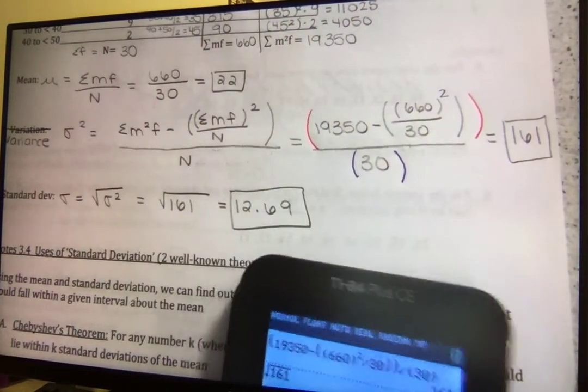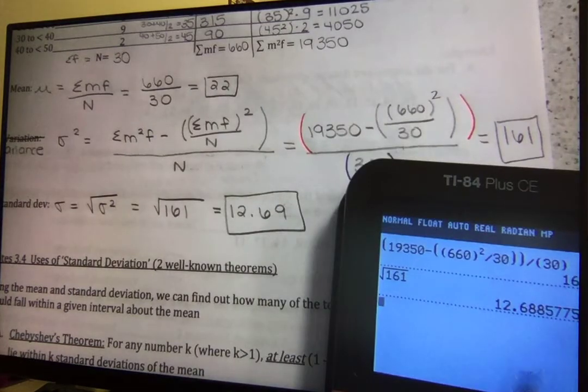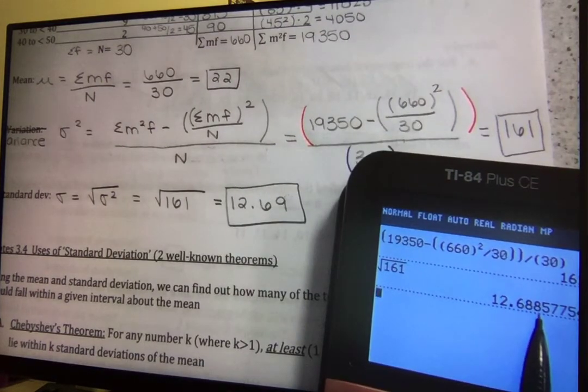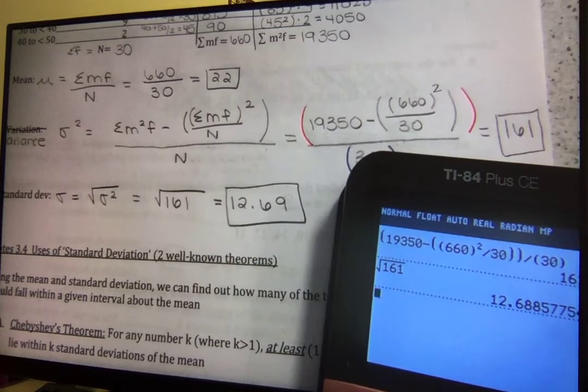12.6, we're going to round that next number, which is an 8. Looking next door from that 8 is another 8. Remember, 5 or higher, it rounds up. Anything less than 5, it's going to stay the same. So that's why that 8 rounded up to a 9.